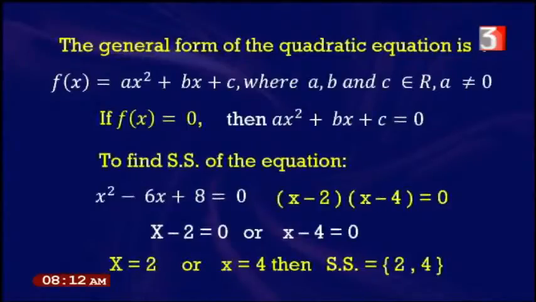It means that when you substitute the value of x as 2 in the equation x squared minus 6x plus 8, it will give an answer equal to 0. And also, when you substitute the value of x as 4, you are going to find that x squared minus 6x plus 8 equals also 0.